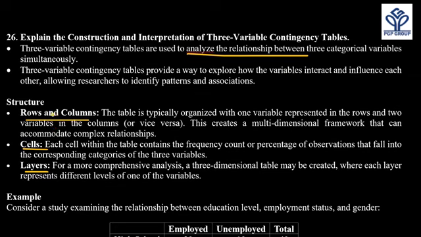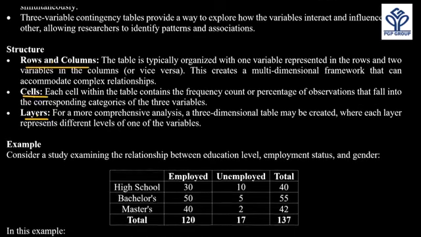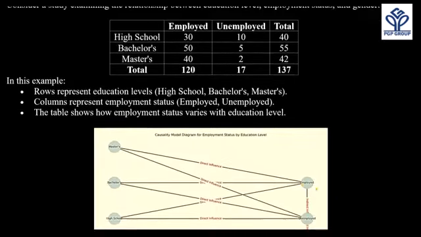So rows and columns should be available in the table, cells should be available in the table, and layers should be available in the table. So this is the example. Okay, you can see this is an example here. I have three variables: high school, bachelor's, master's. And then some categories: employed category, unemployed category. So you know what is a row, what is a column, what are the cells, no need to explain.